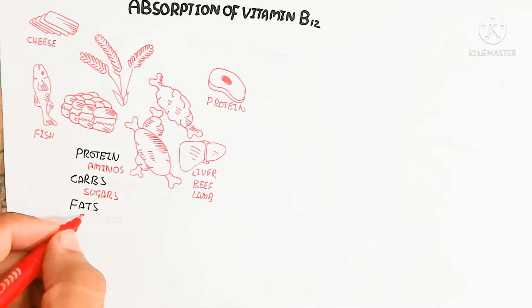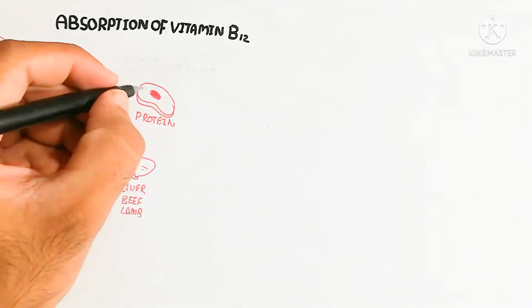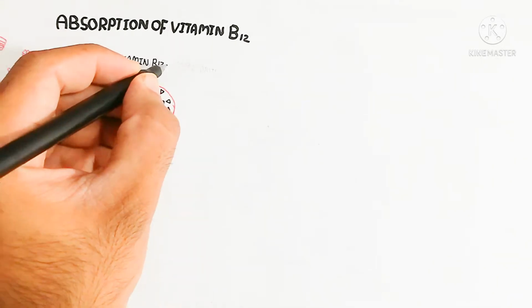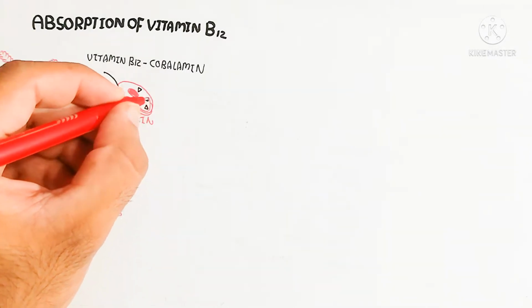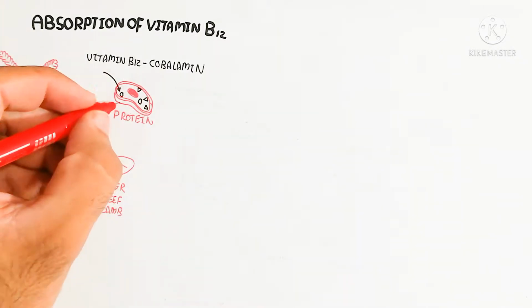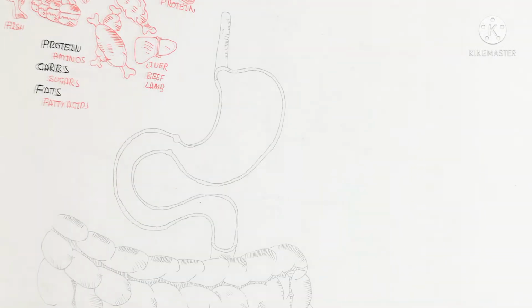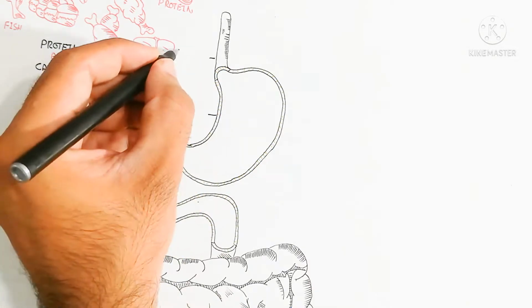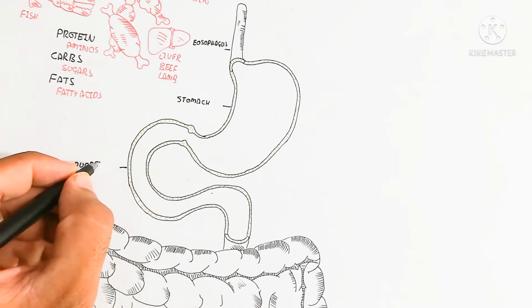During the digestion of protein, carbs, and fat, the absorption of vitamin B12 also occurs. So let's begin to understand in detail the absorption of vitamin B12, its function, and its mode of action in the bloodstream. We will discuss an overview of vitamin B12 absorption.